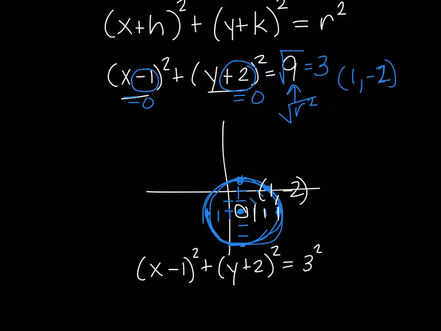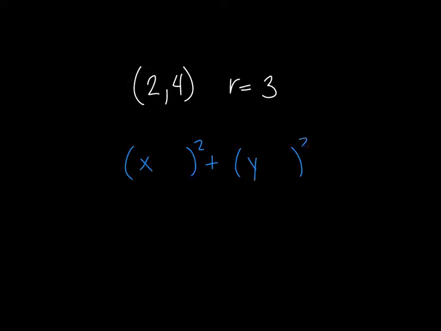If I just told you, so let's say I just told you that the center was 2, 4, and the radius is 3, then what is my equation going to be? Well, once again, I just set up my structure. I have a bubble for the x and squared, and a bubble for the y and squared equals.